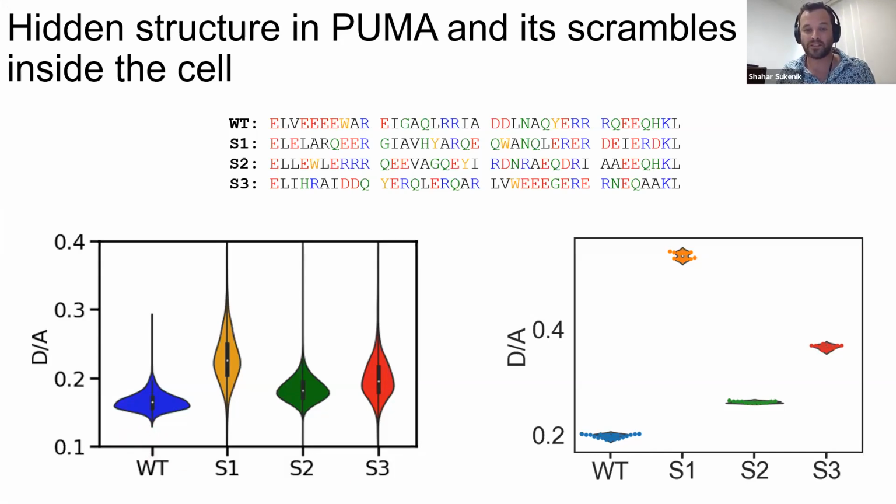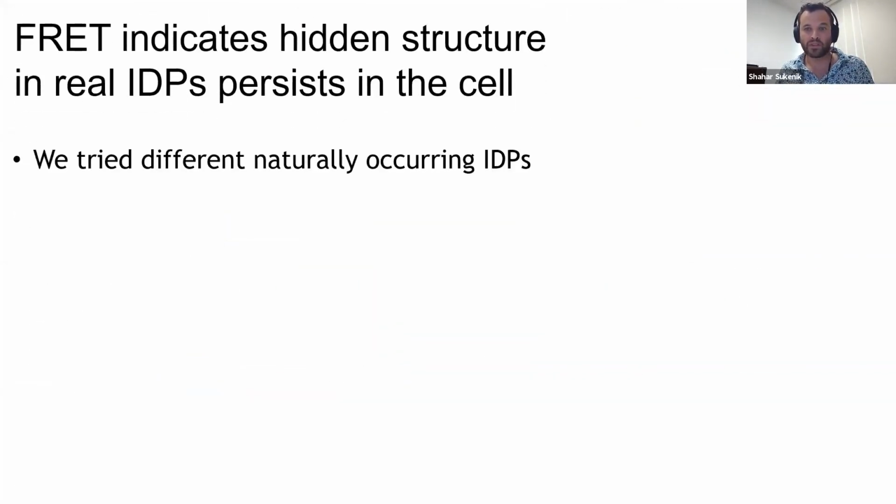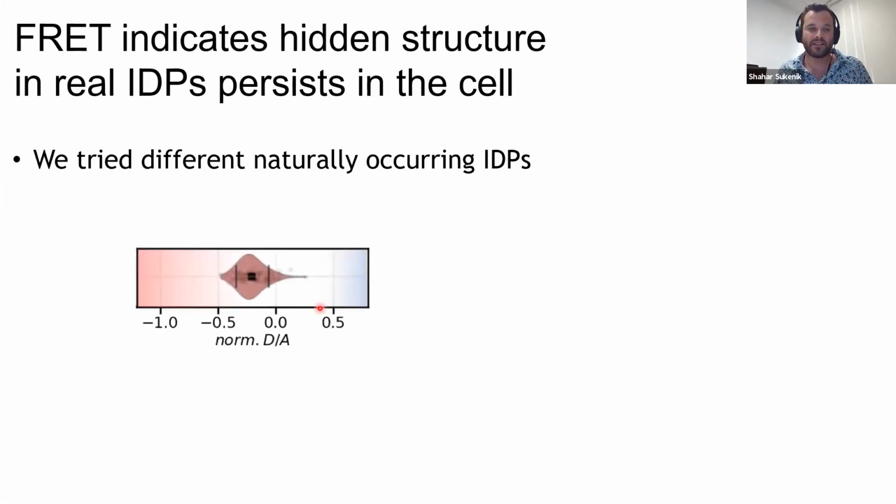Of course, we're not limited just to this. We can now look at a whole range of different proteins. And so we tried different naturally occurring IDPs inside the cell. You're going to see them like this. So over here, this is kind of a violin plot. The little points and the little circles in the middle are individual cells. So we're taking whole cell averages. The square is the average, and you get the standard deviation here and the distribution denoted by the violin.